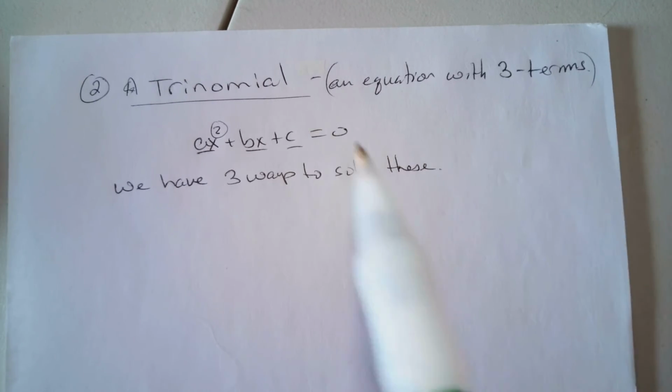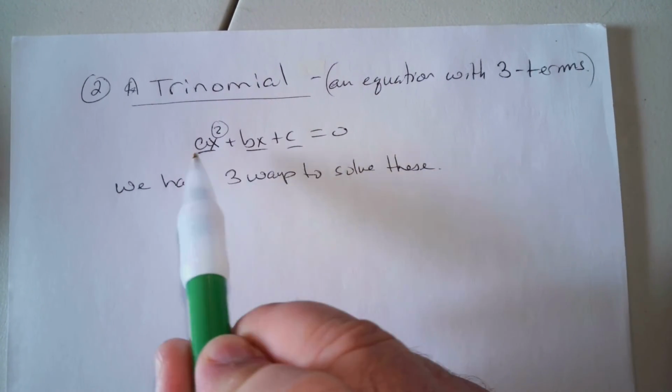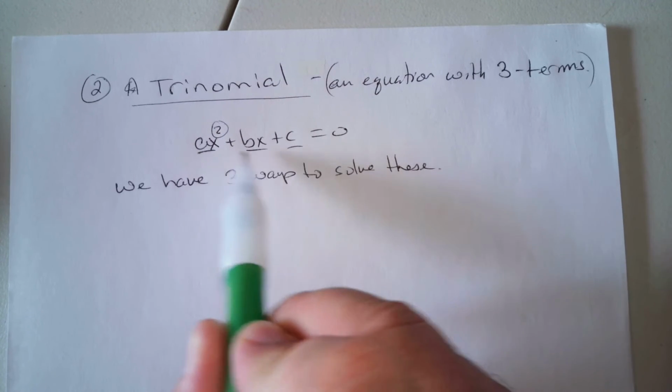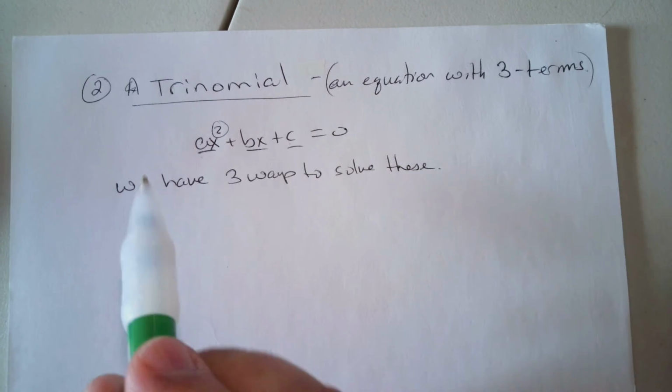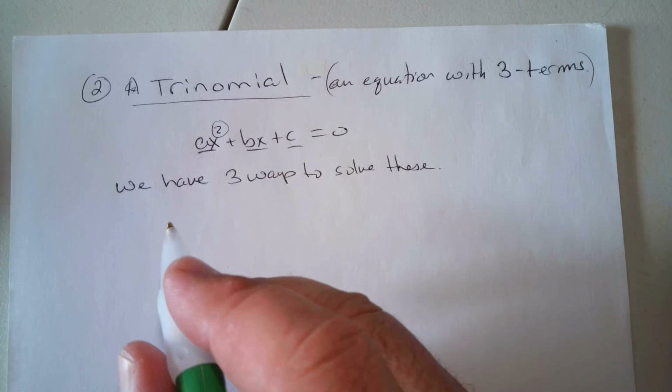All right, a trinomial. An equation has three terms. For example, the standard form, ax squared plus bx plus c, has three parts. To solve these, we have three different ways of solving them.